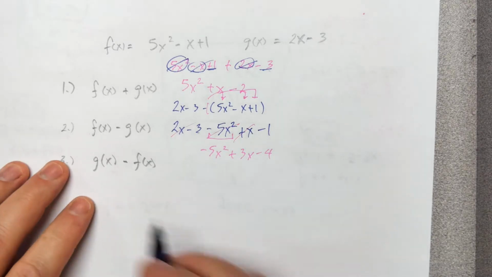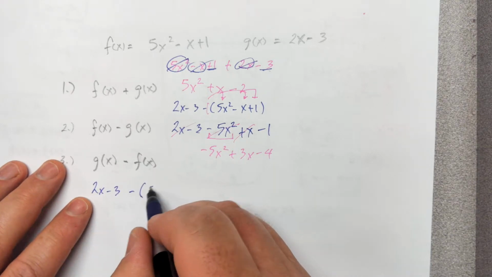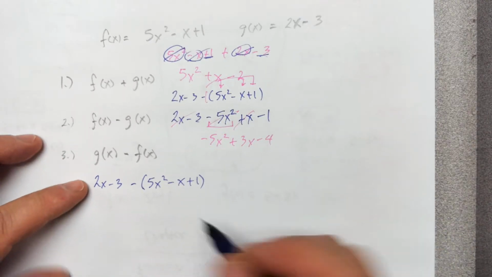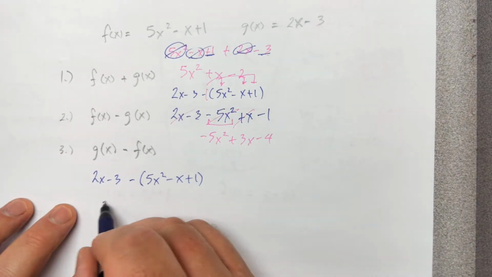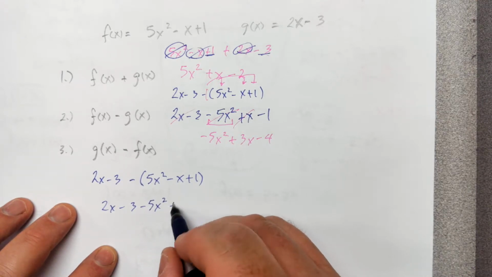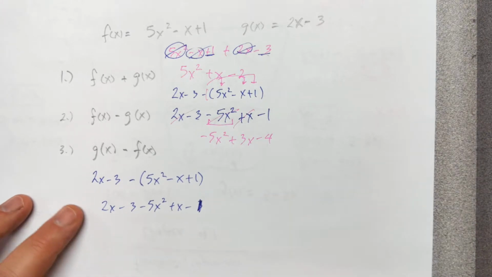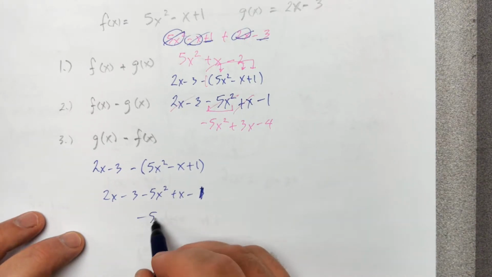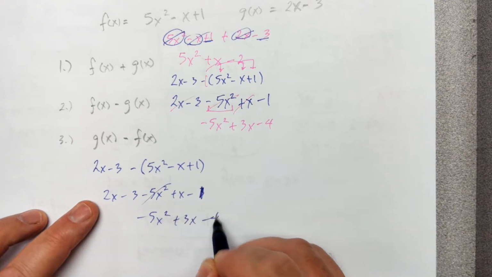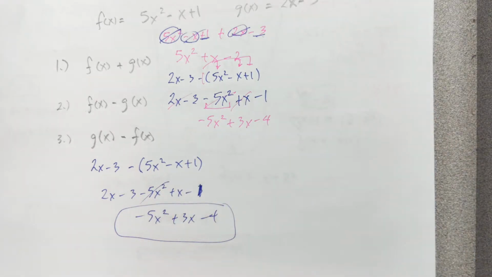So g of x. 2x minus 3, and then minus, yeah, the parentheses. So I'm gonna go ahead and write it out with the parentheses this time. Normally, if I was just doing it, this is what I write instead. And this one I got a 4 at the end, so a minus 4. So negative 5x squared is good, 3x, minus 4. Okay, so you're good.